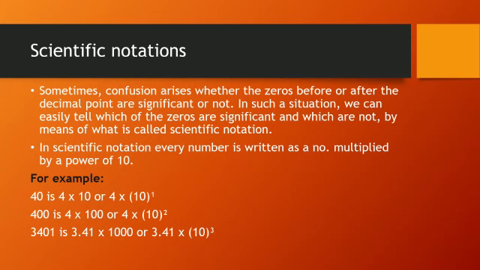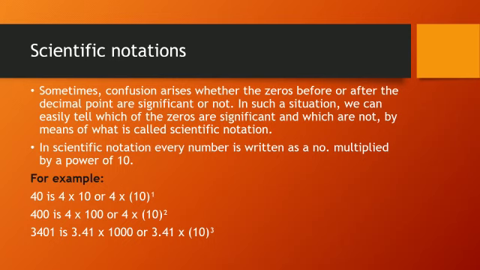The next topic is scientific notation. Sometimes confusion arises whether the zeros before or after the decimal point are significant or not. In such a situation, we can easily tell which of the zeros are significant and which are not by means of what is called scientific notation. In scientific notation, every number is written as a number multiplied by a power of 10. For example, the number 40 is written as 4 into 10 or 4 into 10 raised to power 1.